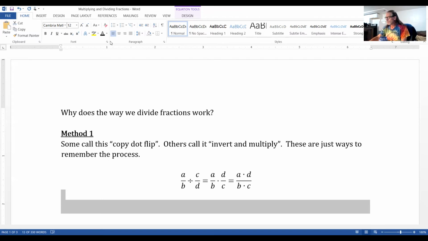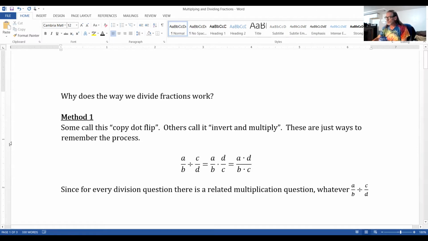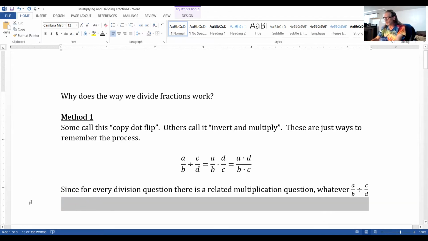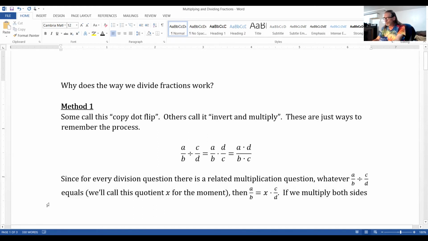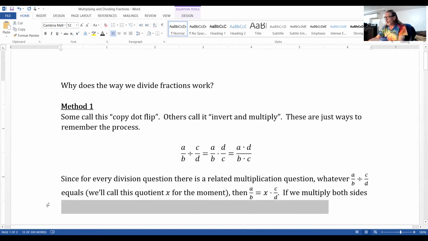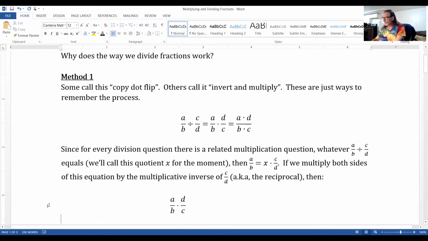So one way of explaining this is that every division question has a related multiplication question. So whatever the answer to that is, let's call it X for the time being. If we multiply both sides by the reciprocal of the second one, so C over D, here's what we get.